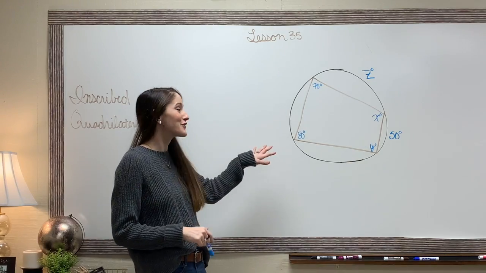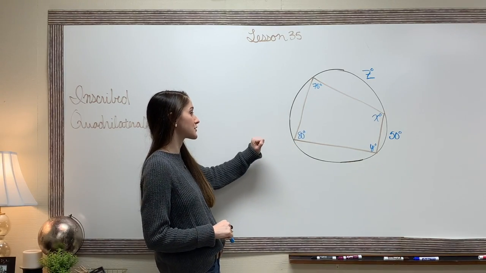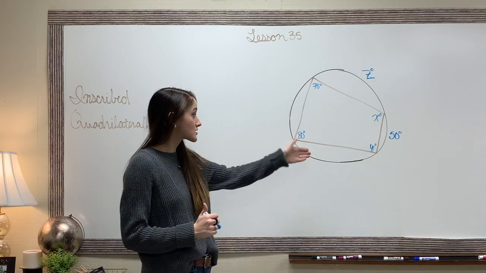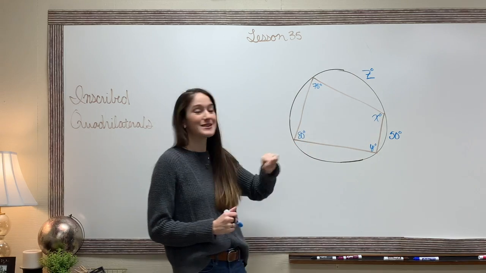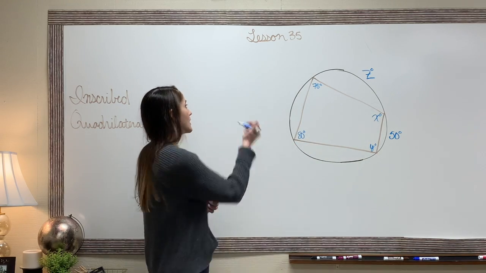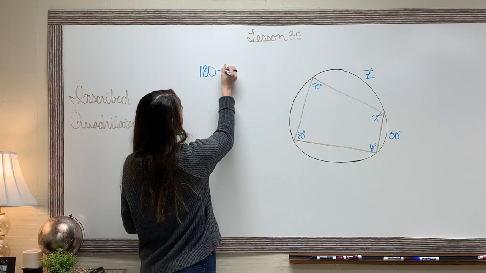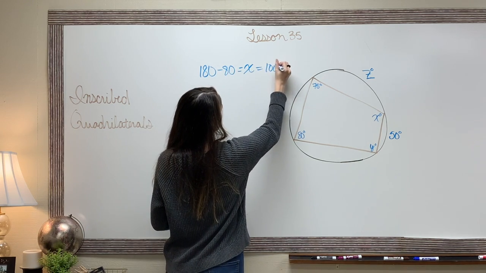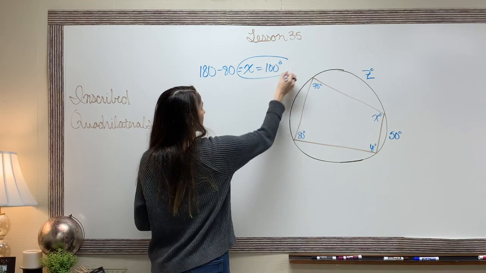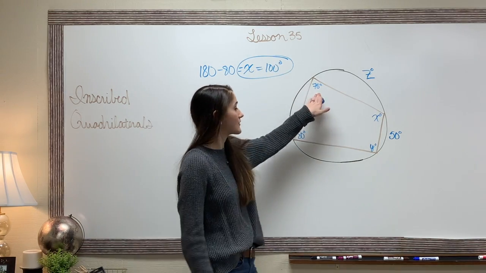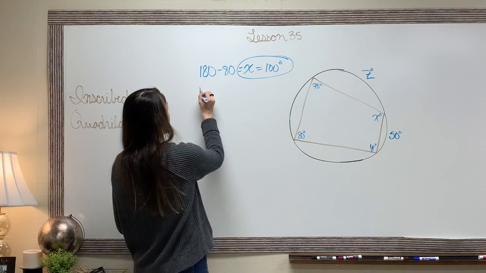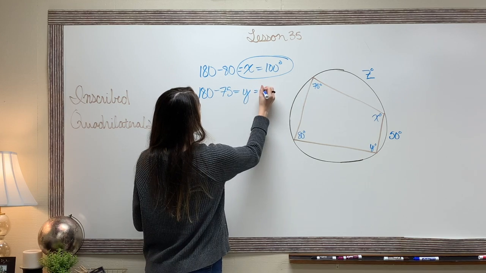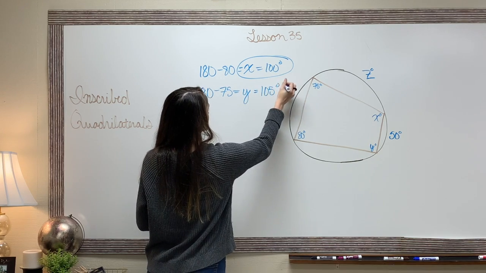Okay, so here we have a quadrilateral inscribed inside a circle. They want us to find x, y, and z. So starting with x, we know that x plus 80 is going to equal 180. So we can say 180 minus 80 equals x, which equals 100 degrees. So there is x, and then we know that 75 and y should equal 180. So 180 minus 75 equals y, which equals 105 degrees.